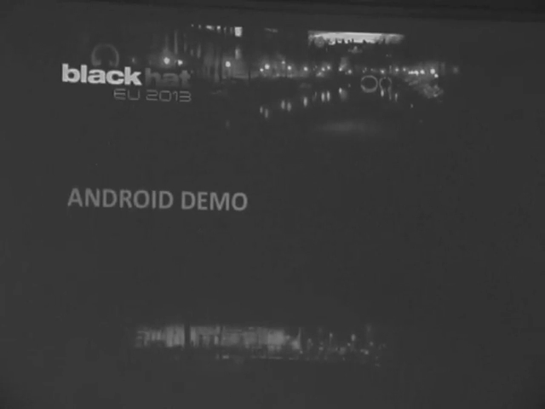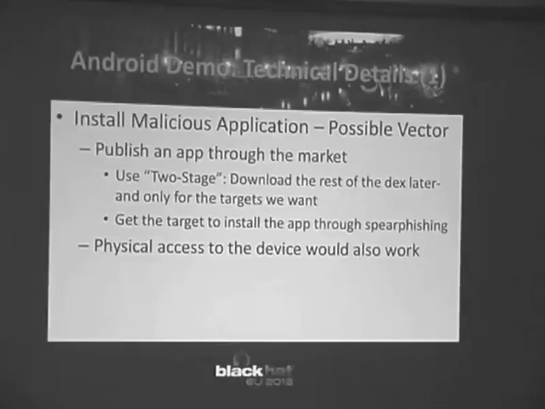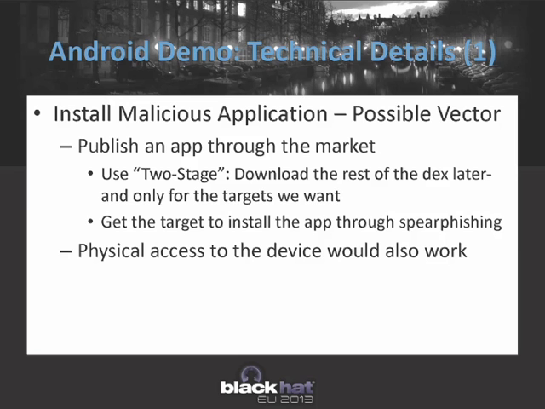Okay, so like we said, how would such a thing work inside your network, against your current network organization? Installing the malicious application, like we said, can be done through a number of methods. The first one is through an innocent-looking application in the market, and then using a two-stage approach to download the malicious part later on. And then you can get the user to install the malicious part through spear phishing.